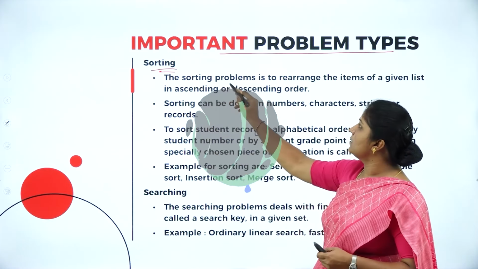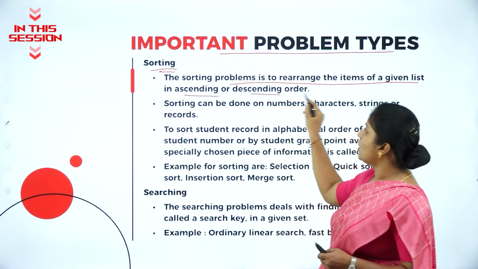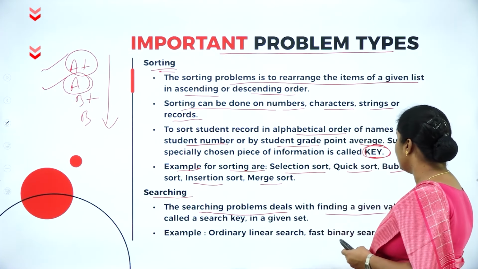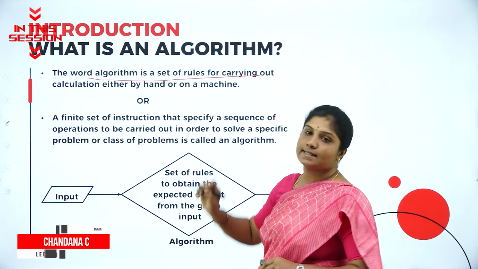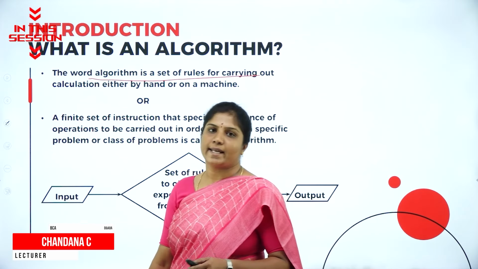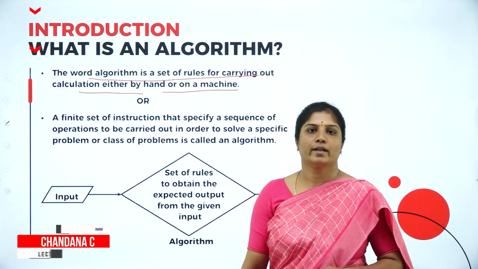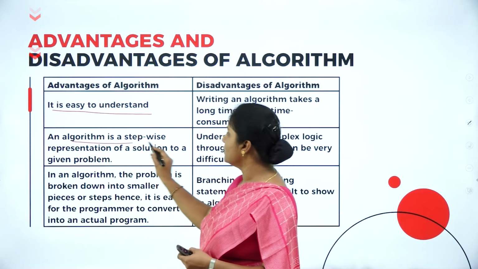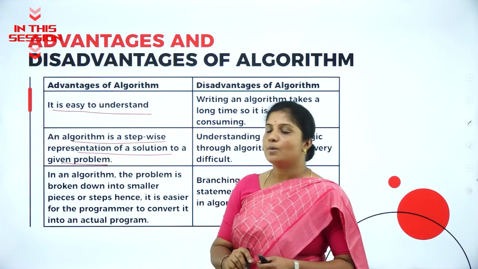Sorting means it is a problem to rearrange the items of a given set in ascending or descending order. The searching problem deals with finding a given value, called a search key, in a given set. The word algorithm is a set of rules for carrying out some calculations either by hand or a machine. An algorithm is a stepwise representation of a solution to a given problem.